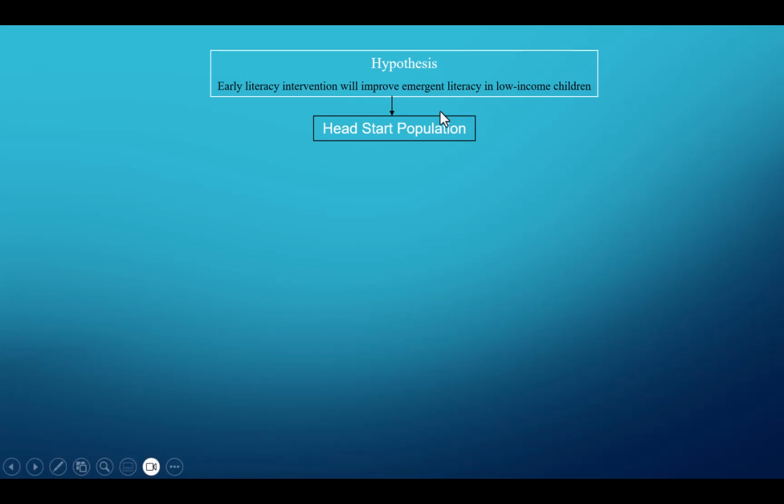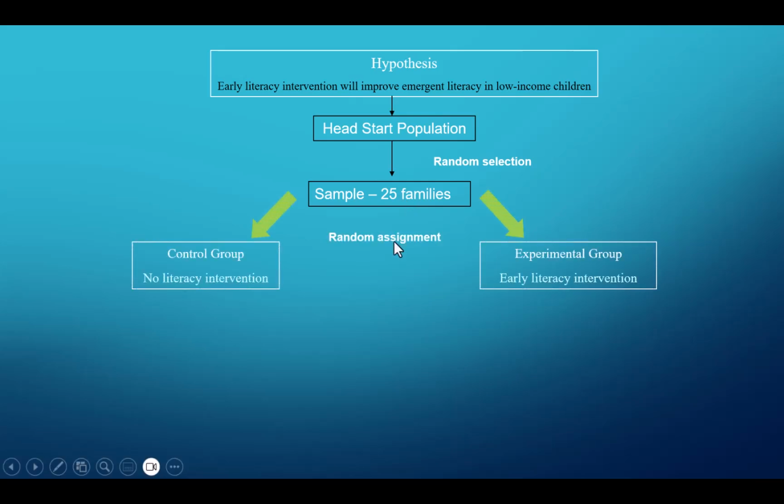So our population was Head Start families. We used random selection to get our representative sample. We then used random assignment to put them into our control and experimental group. The control group got no literacy intervention. The experimental group got the literacy intervention. So that was our independent variable.